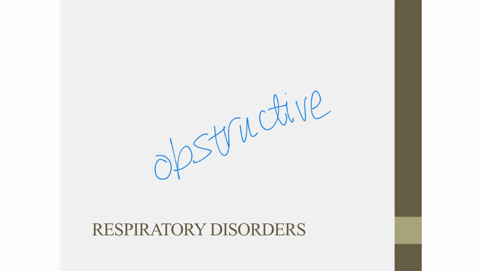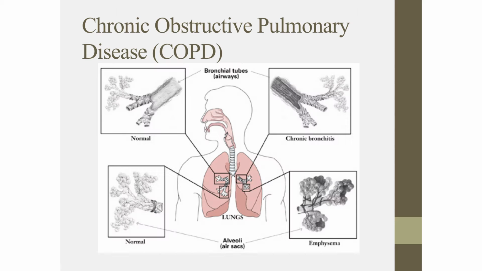So that's different than a physical, mechanical obstruction where somebody might inhale a peanut or a marble or a grape, and that causes an obstruction. So these types of obstructive disorders are going to involve some sort of changes to the anatomical structures of the respiratory tract, which impede airflow.